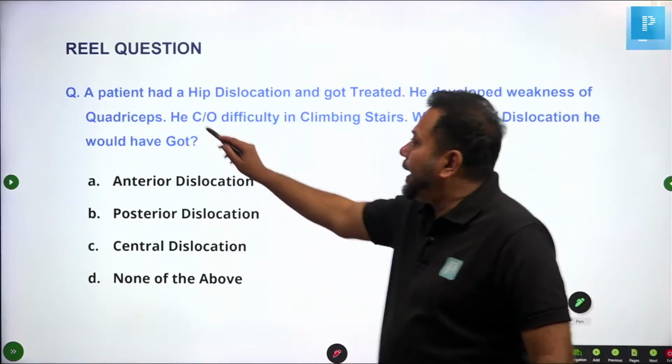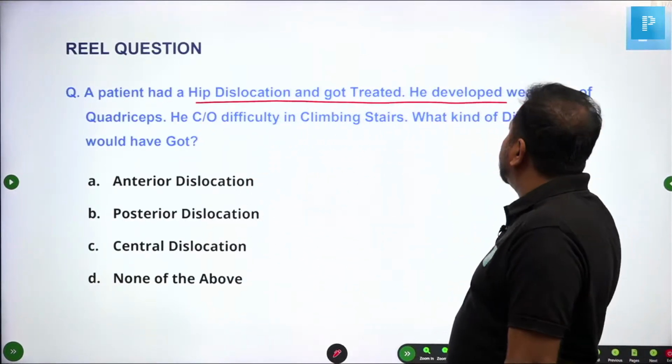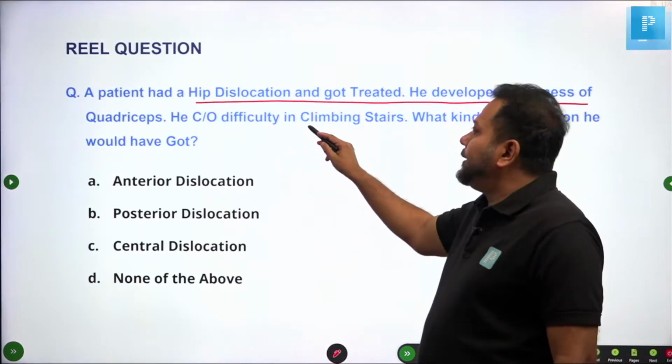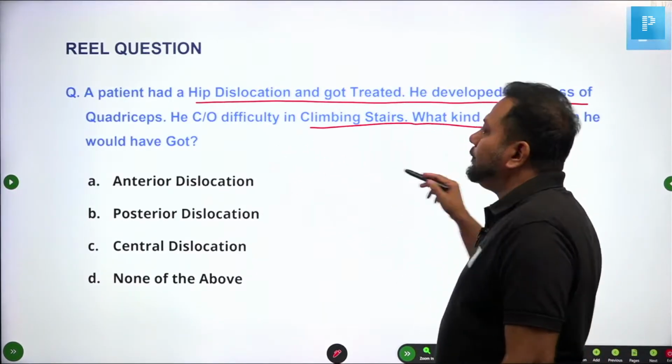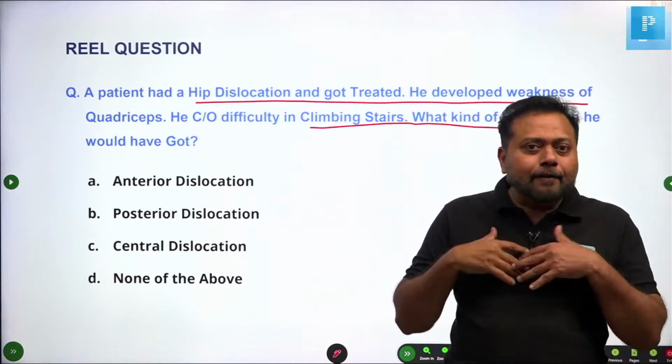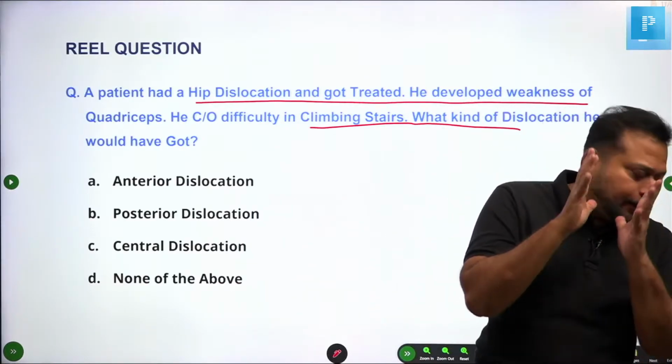A patient had a hip dislocation and got treated. He developed weakness of the quadriceps. He complains of difficulty climbing stairs. What kind of dislocation would he have got? I framed this question. Again, another very important one.